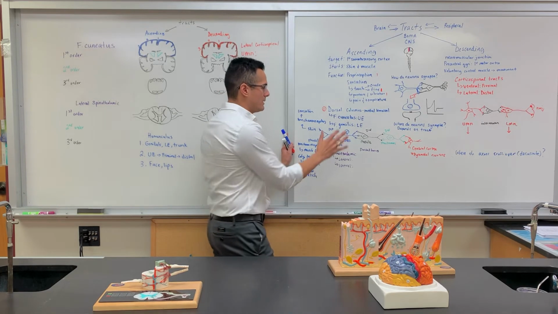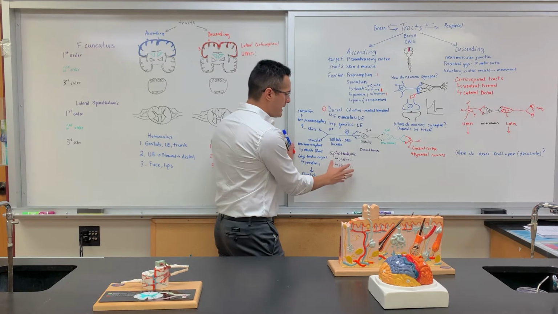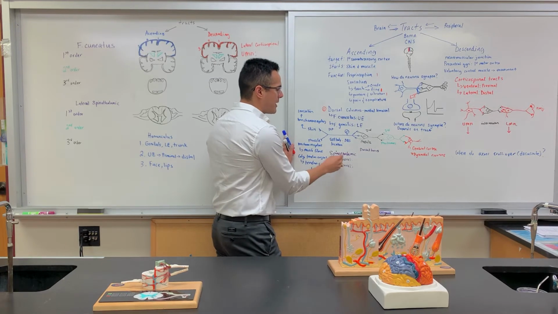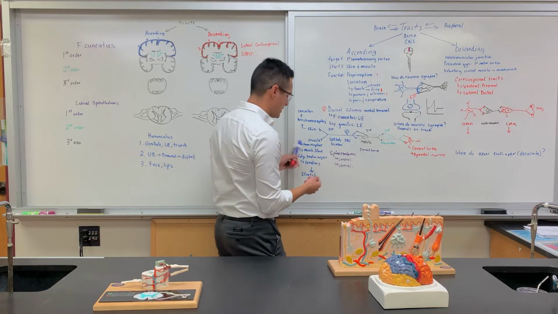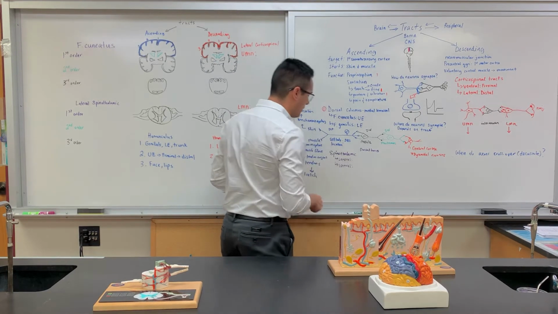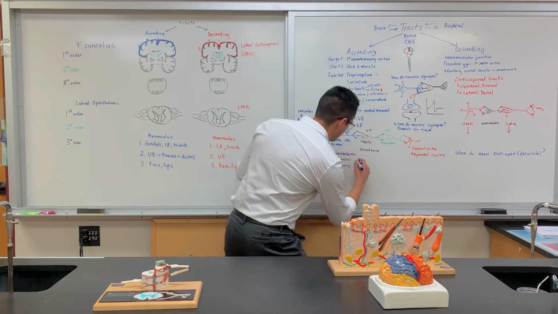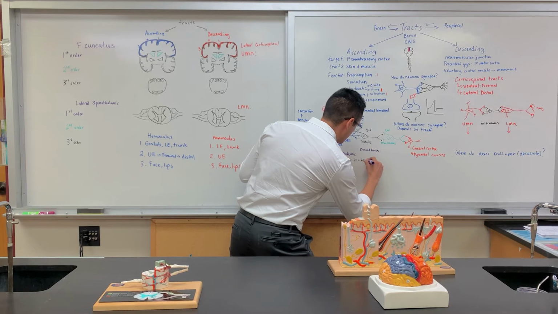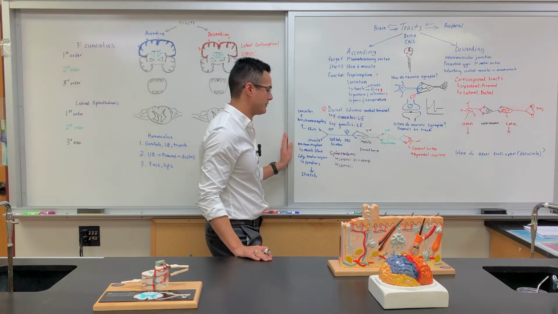Okay, so that's for the dorsal columns. So the next tract we're going to discuss is the spinothalamic tract. Obviously the information it's transmitting is different. For the lateral spinothalamic tract, the information is mainly pain and temperature. So when you think of spinothalamic, this is the first thing that I want you to think of.